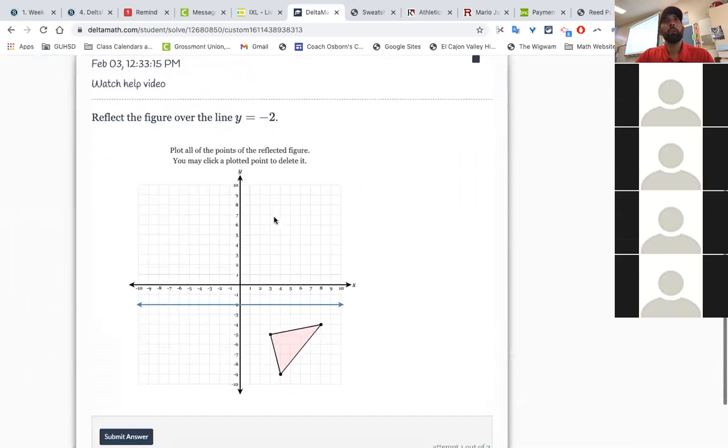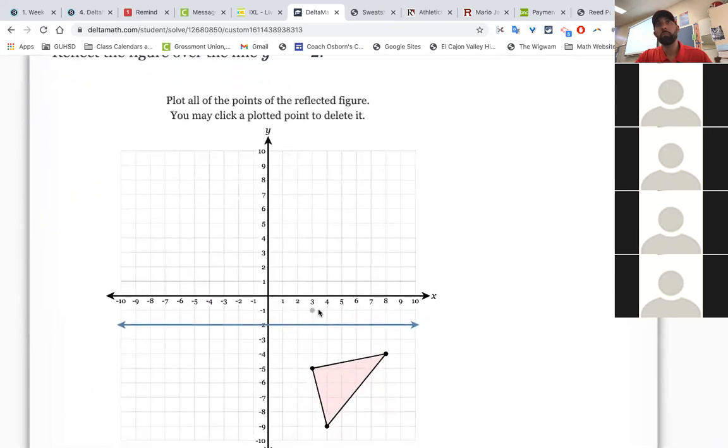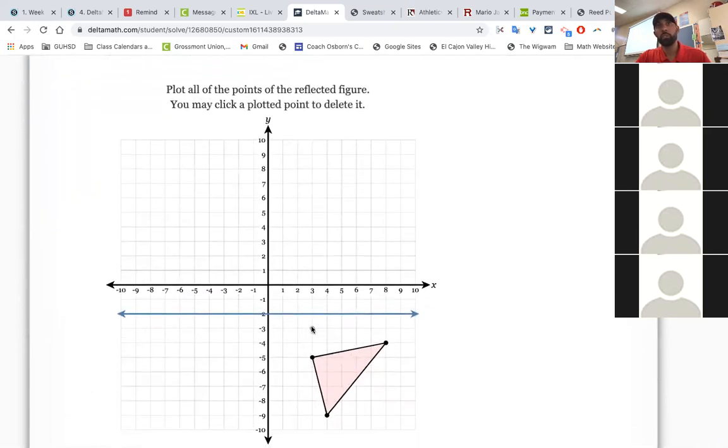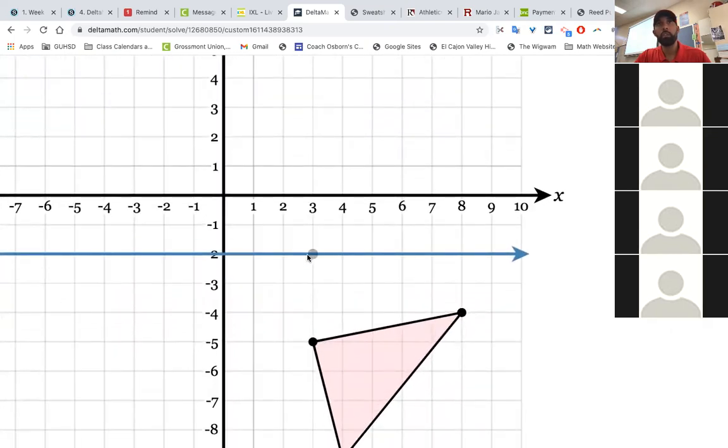Okay. All right, so here, same thing, except now you can see the line is horizontal. You can see it says flip it over the line y equals -2, or horizontal line. So basically I'm going to just flip vertically this time. So start with this point here at 3, -5. I'm going to flip it up 3 units. So up 3 units there.